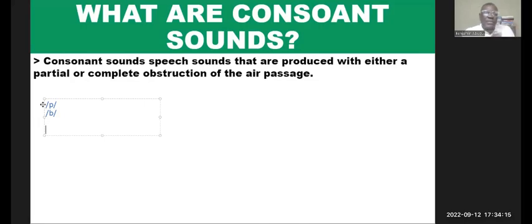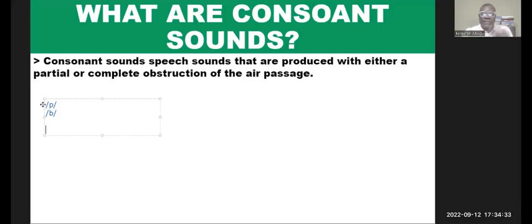To produce this sound, each of them, P and B, you have to have your upper and the lower lips closed. That is a complete obstruction of the air passage.